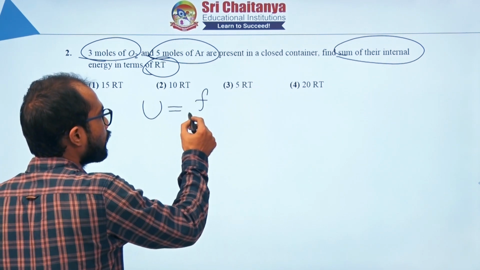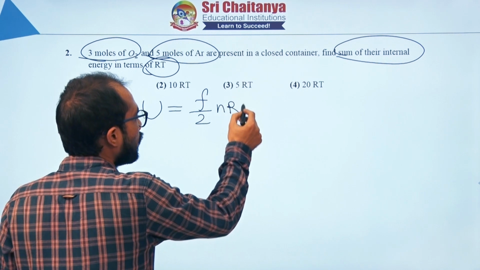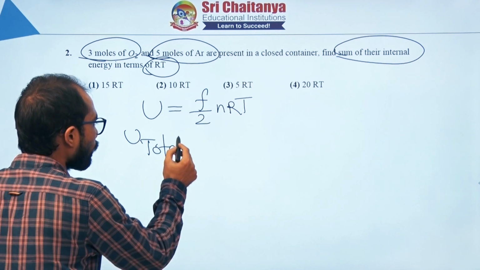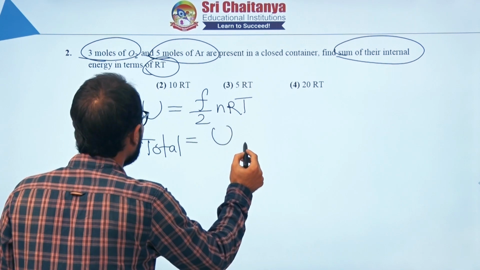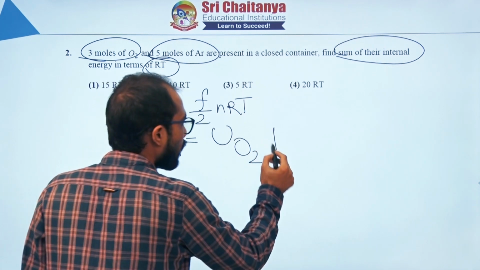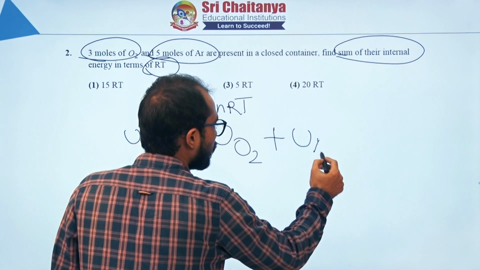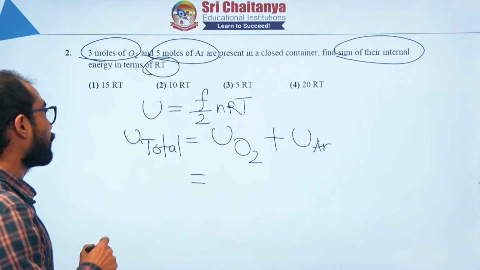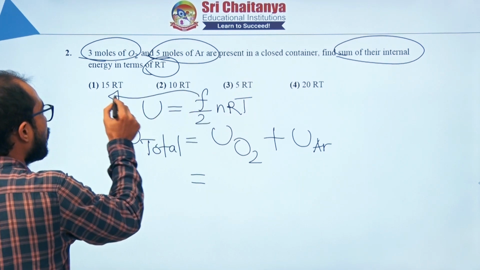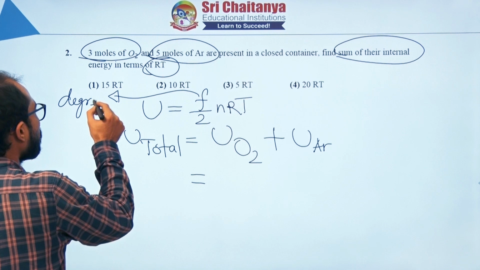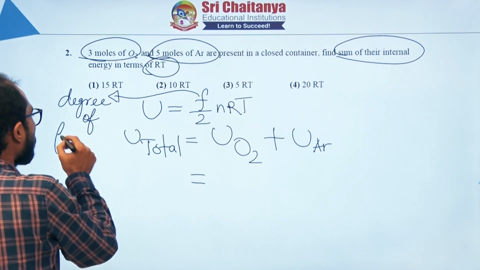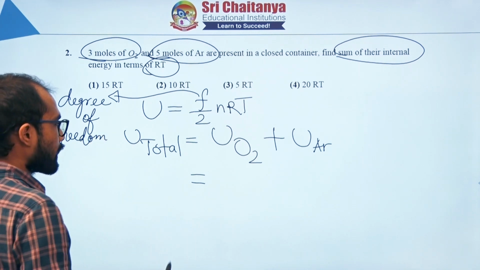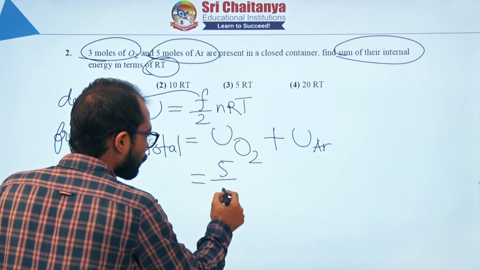The formula is f by 2 nRT. Now we are going to write U total, and this will be the internal energy of oxygen gas plus the internal energy of argon gas. For oxygen, which is a diatomic molecule, the degree of freedom f, which depends upon the atomicity of the gas, is 5, so 5 by 2.